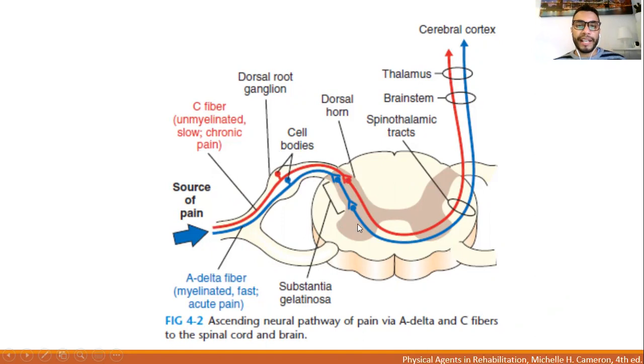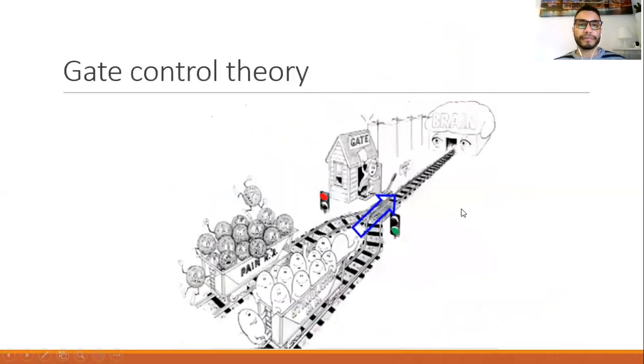In this area, we have the substantia gelatinosa, which contains interneurons, which make the connection between peripheral nervous system and central nervous system. Okay, so the information will then ascend through the spinothalamic tract to the higher areas of the central nervous system.